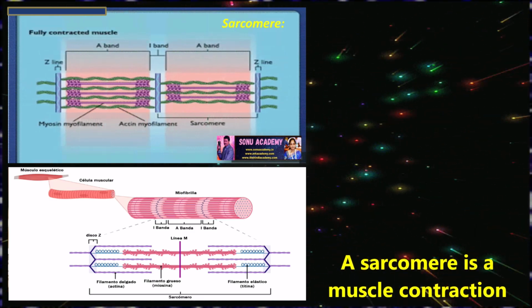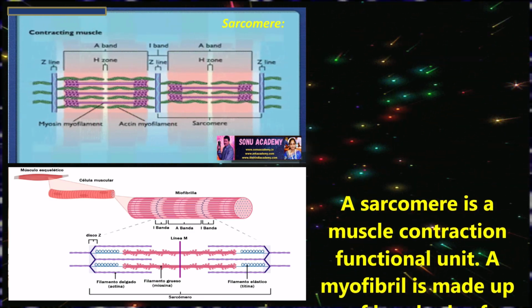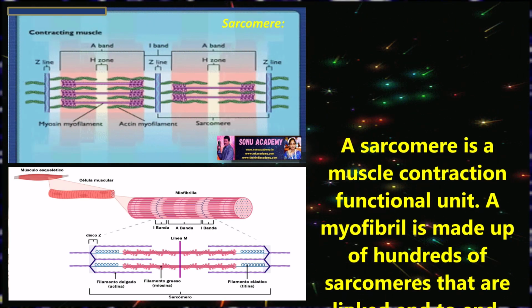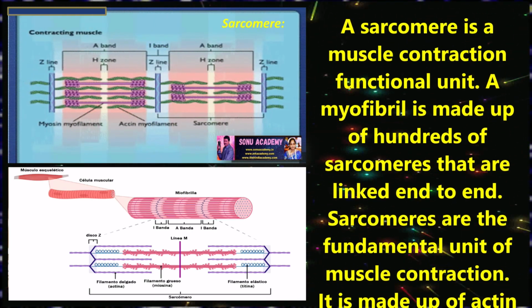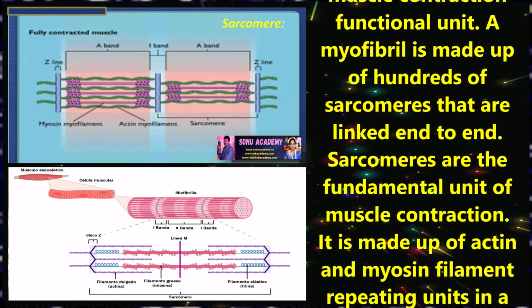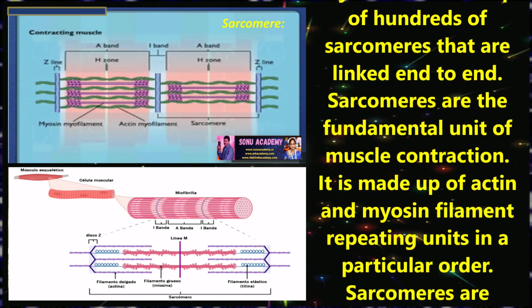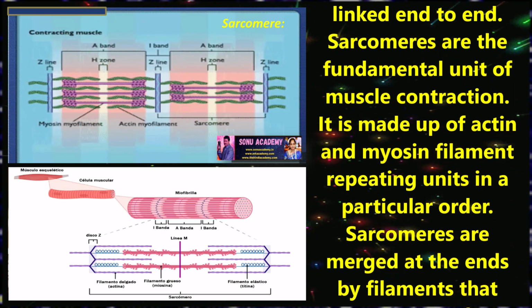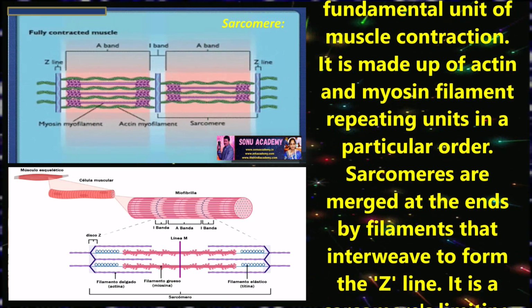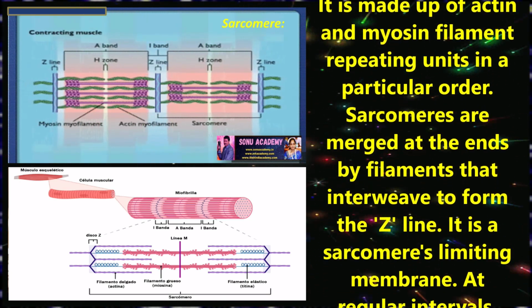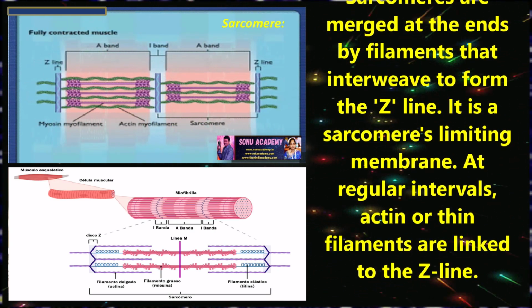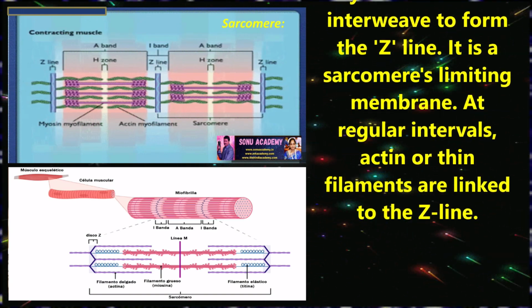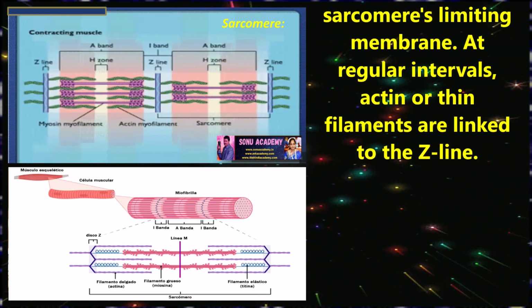Children, let us discuss the sarcomere. A sarcomere is the functional unit of muscle contraction. A myofibril is made up of hundreds of sarcomeres that are linked end to end. Sarcomeres are the fundamental unit of muscle contraction. It is made up of actin and myosin filaments as repeating units in a particular order. Sarcomeres are joined at the ends by filaments that interweave to form the Z line. It is the sarcomere limiting membrane.